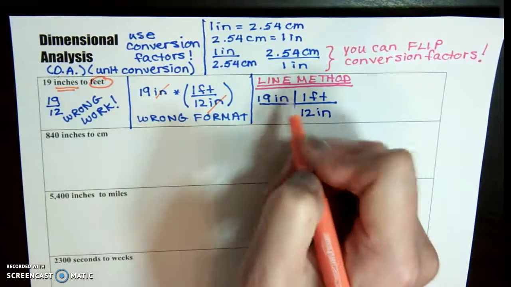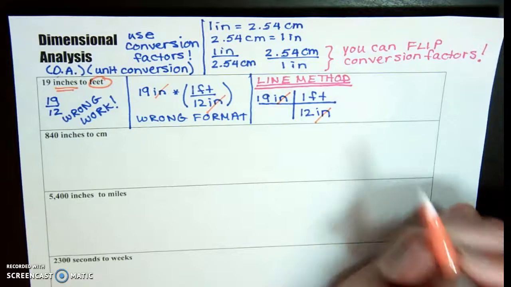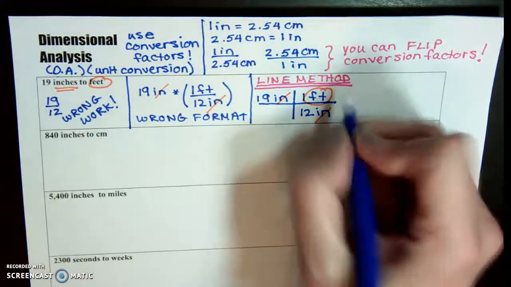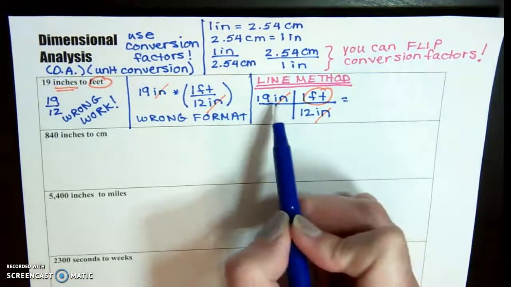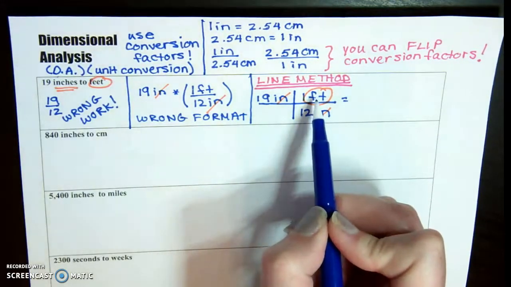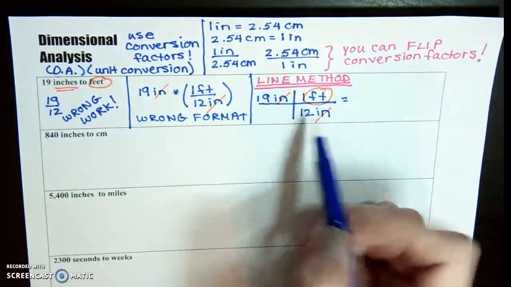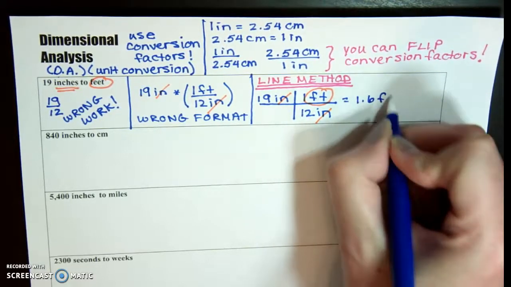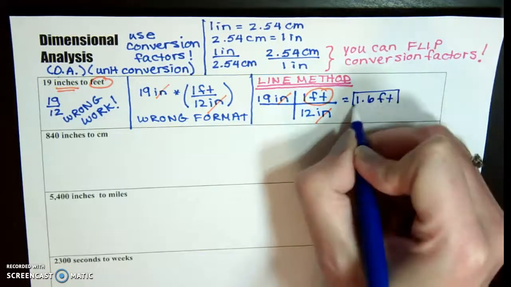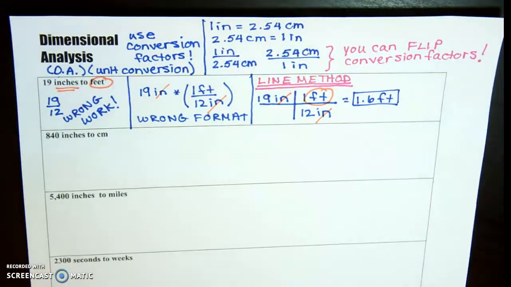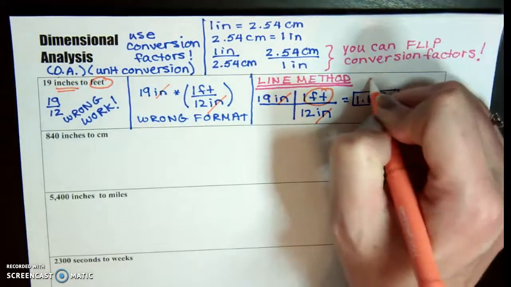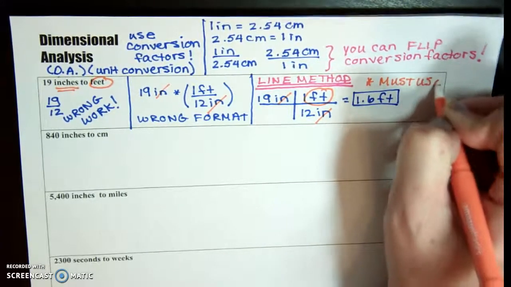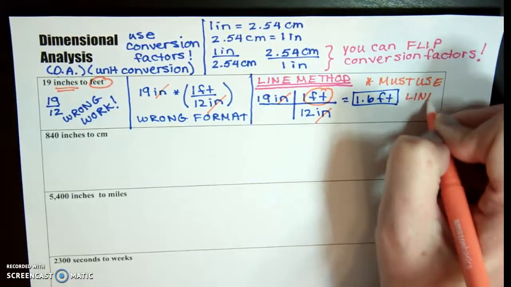I still have 1 unit on top and 1 unit on bottom canceling. That'll leave me with feet as my unit. I punch it in my calculator, 19 times 1, which is a little bit silly, divided by 12. We get 1.6 feet. I have my answer, I have units, and I put a box around my final answer. For this class, you must use the line method.